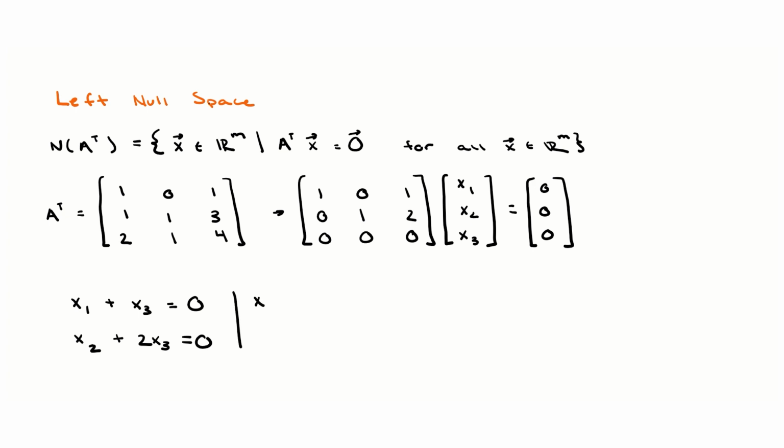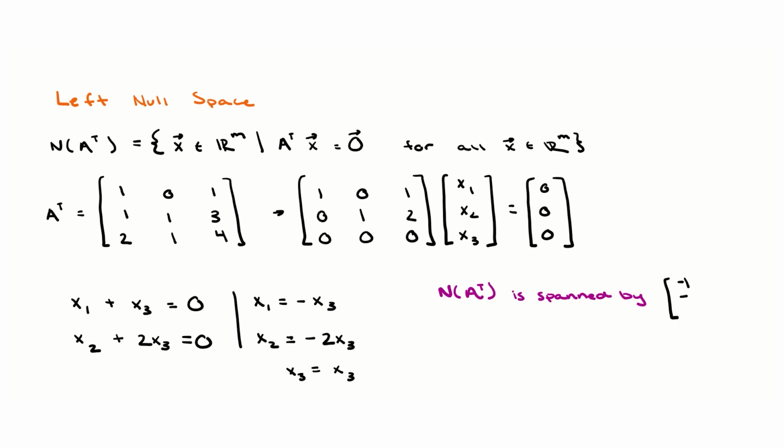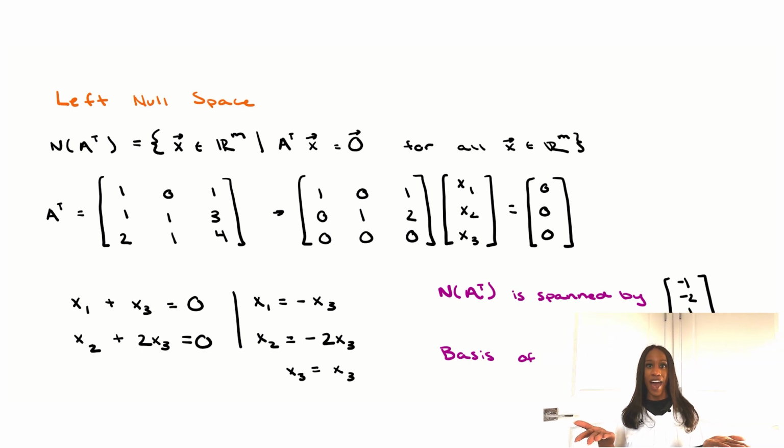So this gives us x sub 1 equals negative x sub 3, and then x sub 2 equals negative 2 x sub 3, and then x sub 3 equals x sub 3. So now we see that the null space of A transpose is spanned by negative 1, negative 2, 1. And therefore, the basis of our left null space is negative 1, negative 2, 1. And there you have it. We have found bases for our 4 fundamental subspaces.